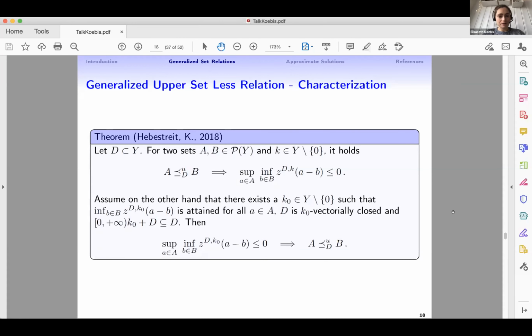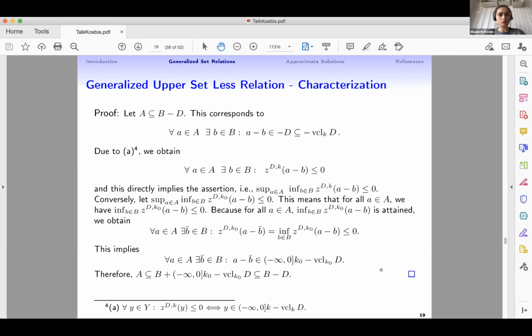However, we have the following theorem. We have that if A is better than B, then this inequality here holds true. And on the other hand, if we assume that there exists a K0 such that this inner value of this inequality here is attained for all A, and D is K0 vectorially closed, and this inclusion here holds, then the inverse implication also holds. That means that if this is fulfilled, then A is better than B.